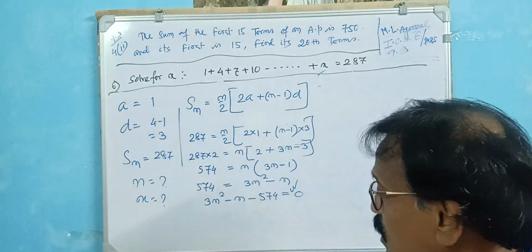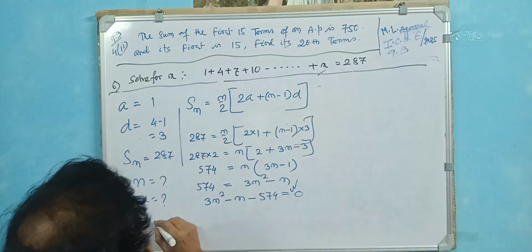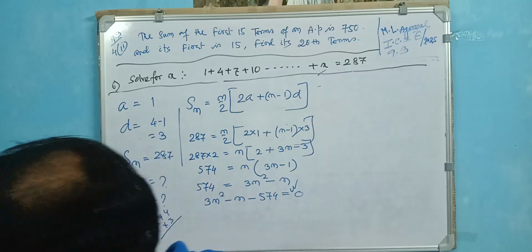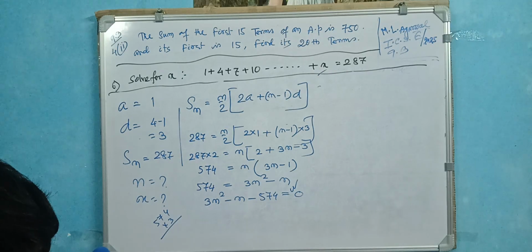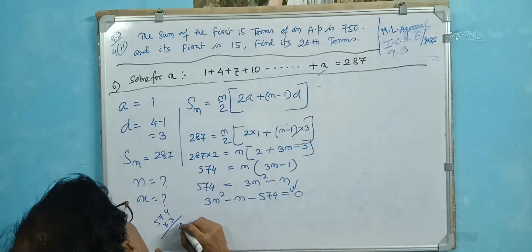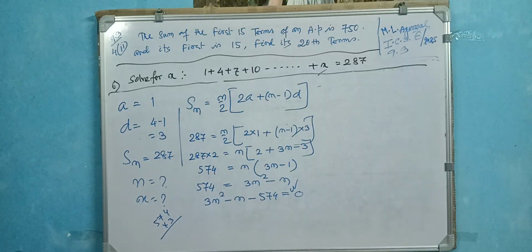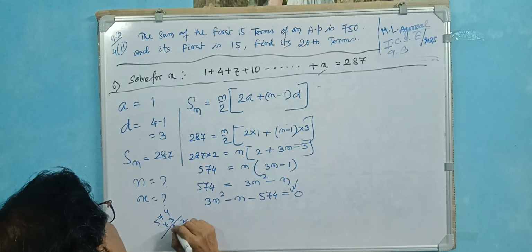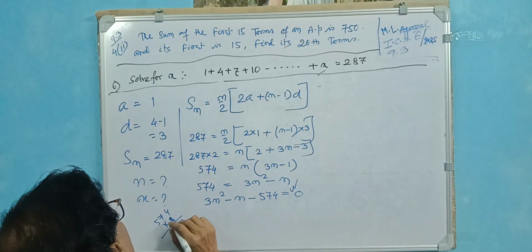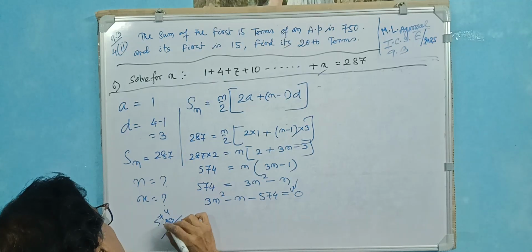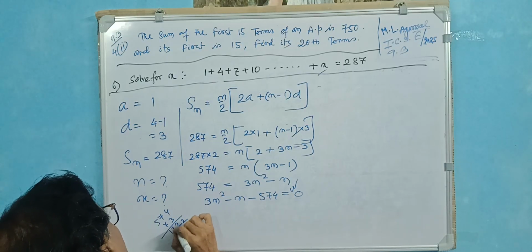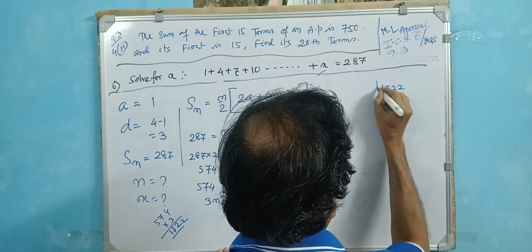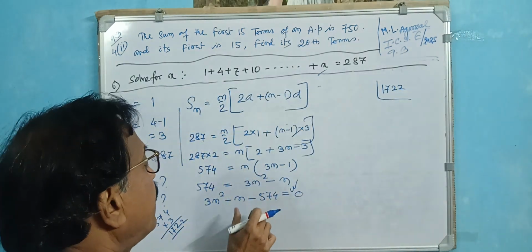So this into this, actually, 574 into 3. What is this? 574 is 17... 1722. Okay, you just break it in this way.